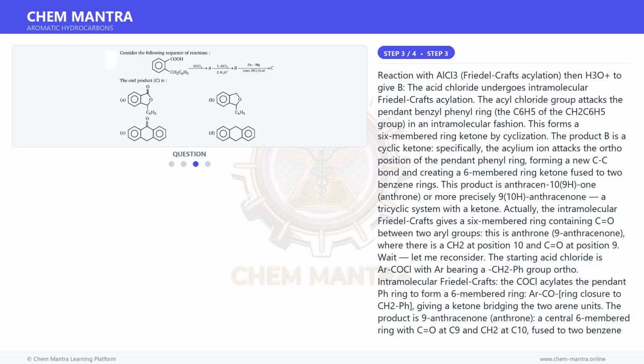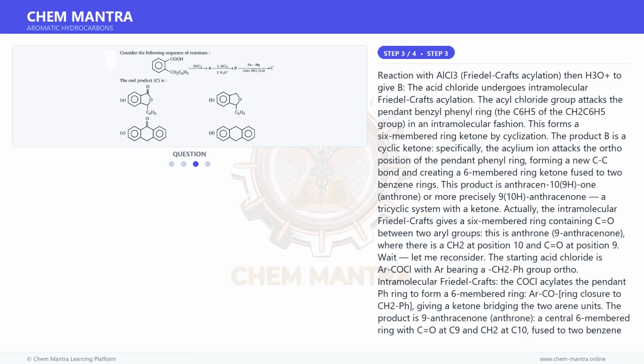Specifically, the acylium ion attacks the ortho position of the pendant phenyl ring, forming a new C-C bond and creating a 6-membered ring ketone fused to 2 benzene rings. This product is anthracene 9(10H)-one, anthrone, or more precisely 9,10-dihydroanthracene, a tricyclic system with a ketone.